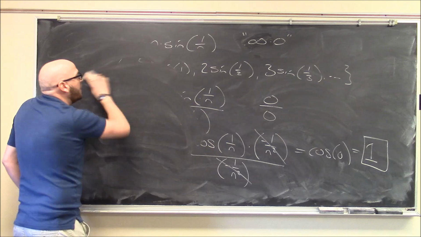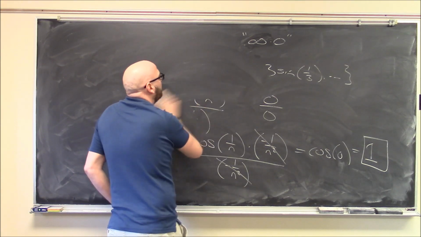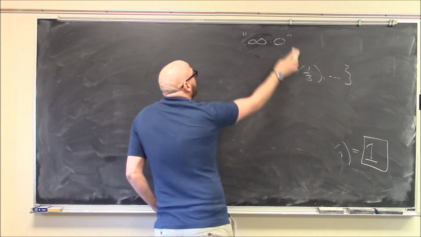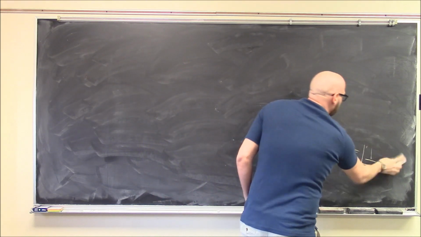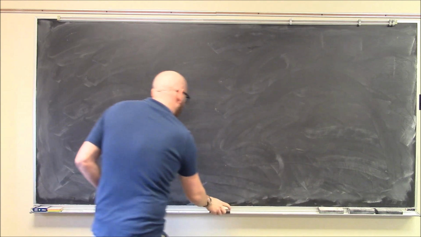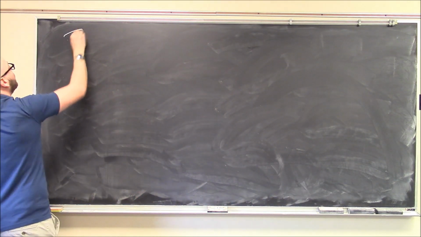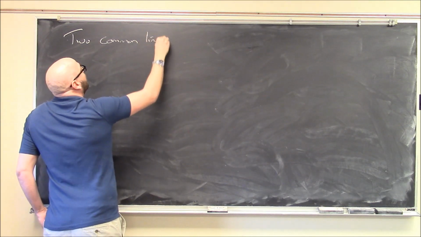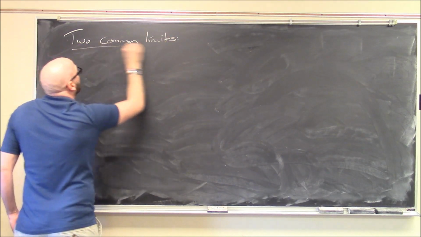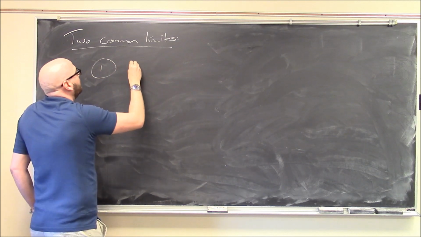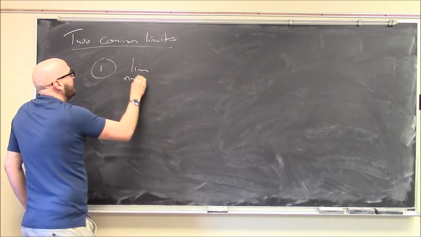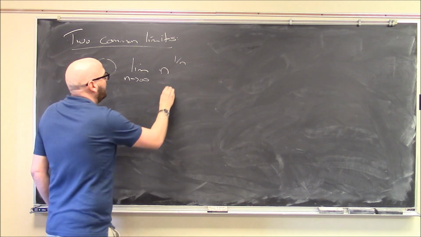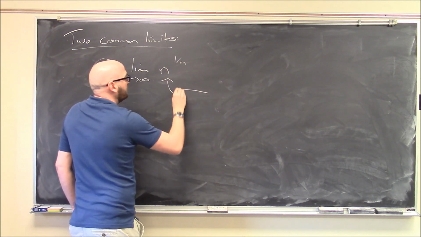There's a few really common limits that are worth memorizing so you don't have to do tricky L'Hopital stuff all the time. Two very common limits worth memorizing. 1, the limit as n goes to infinity of n to the 1 over n, which is of course sometimes written as the nth root of n.